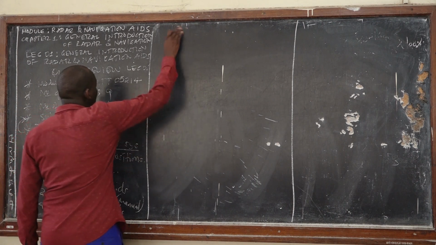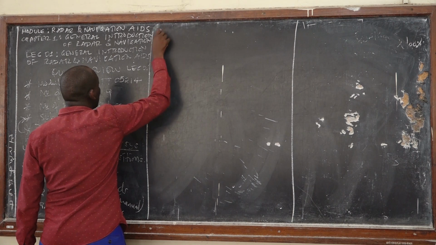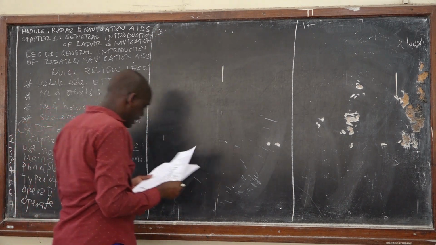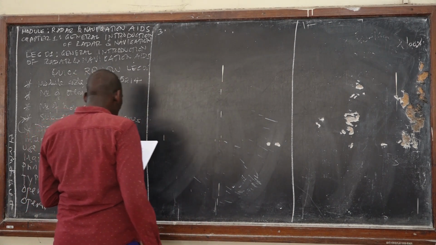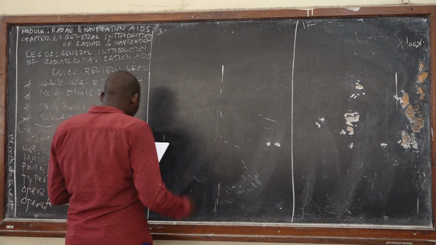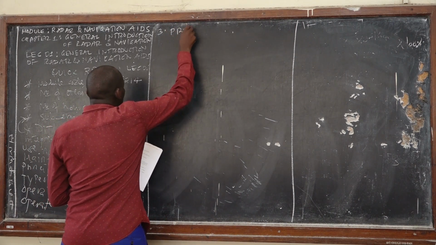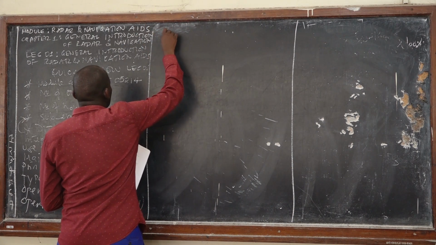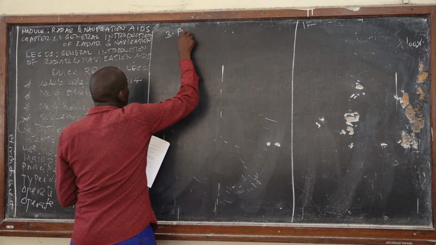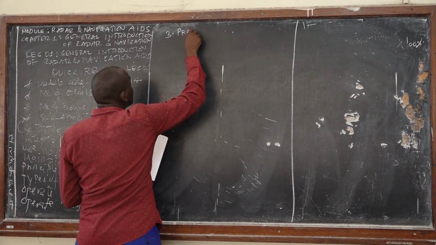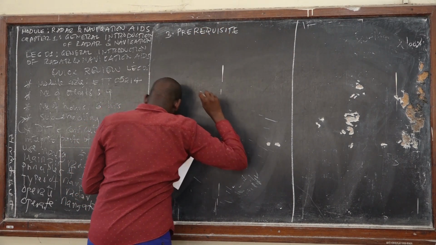So ladies and gentlemen, let us continue. That was number 2, so let us go to number 3, continuing with today's lesson. All the modules of NTA level 5 have a prerequisite module. This is about lecture 1: prerequisite.